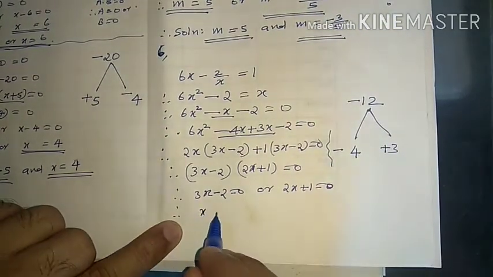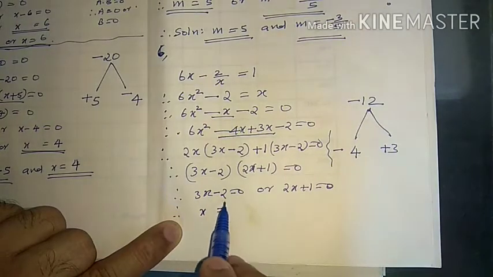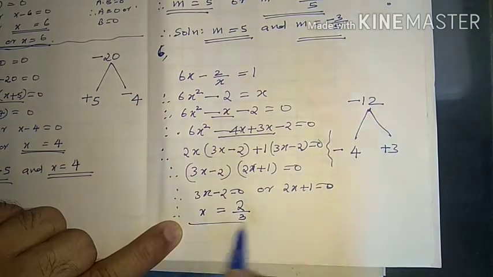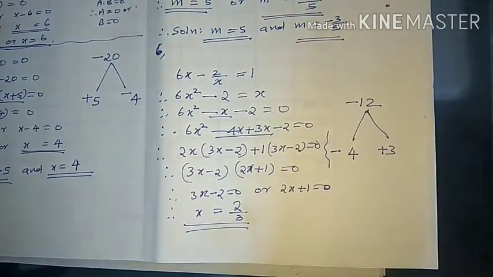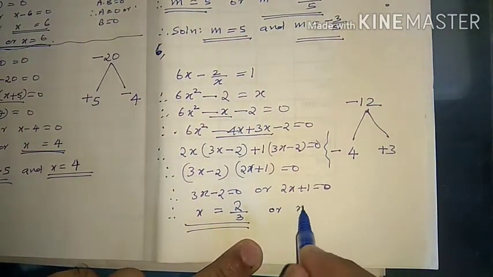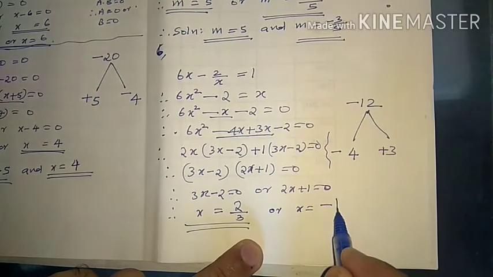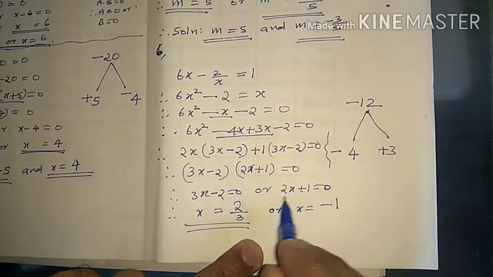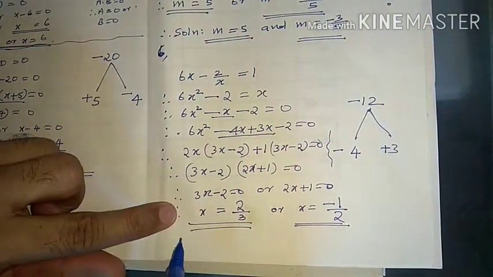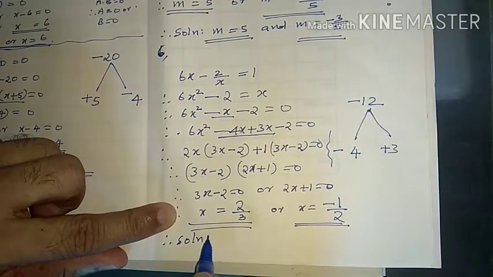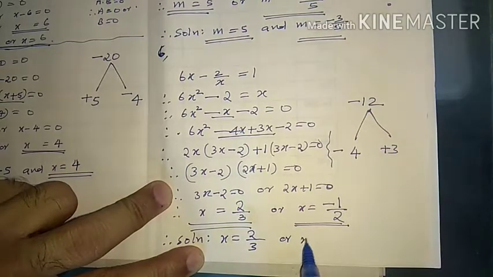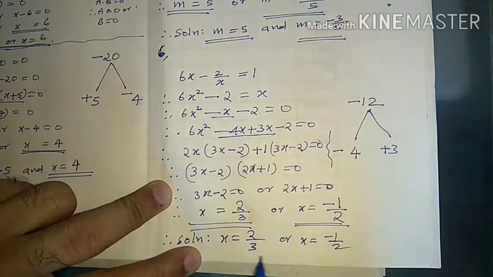If it is 0, x is equal to, that's at 0, you know. So minus 2 goes as plus 2. Here multiply by 3, divide by 3. 2 by 3 is one answer, solution. Now the second one. x is equal to, plus 1 goes there, minus 1 into 2x, you know. 2 into x becomes divided by 2, x is minus half. Therefore, the solution: x is 2 by 3 or x is equal to minus 1 by 2.